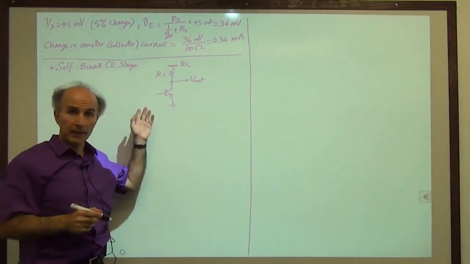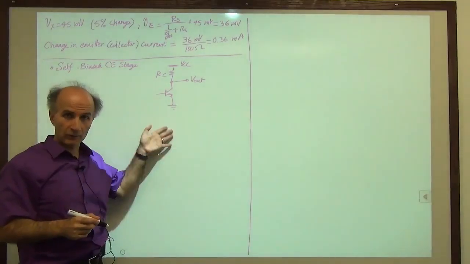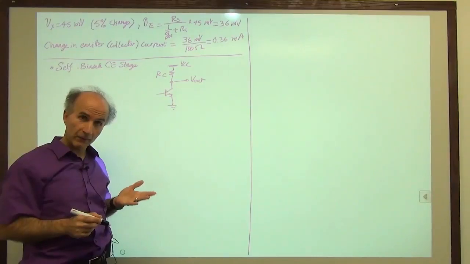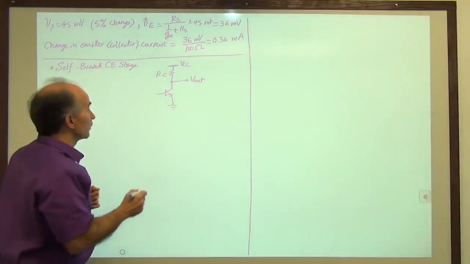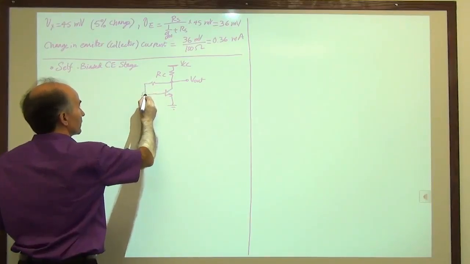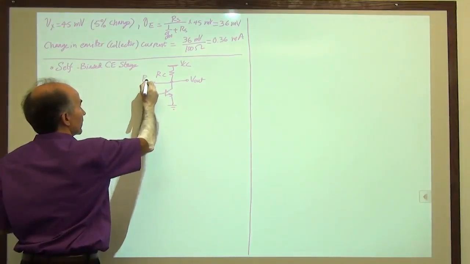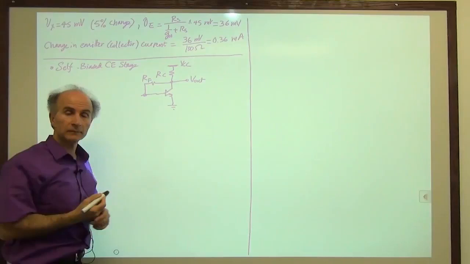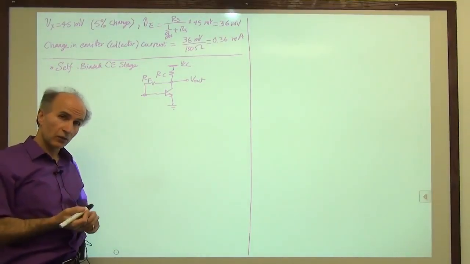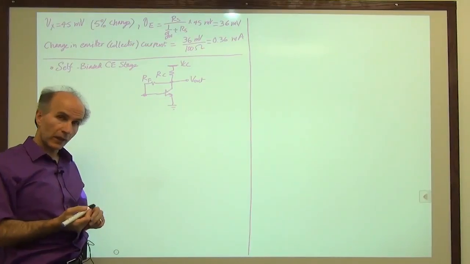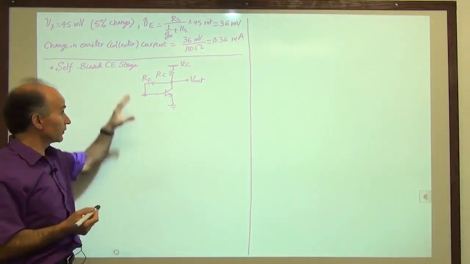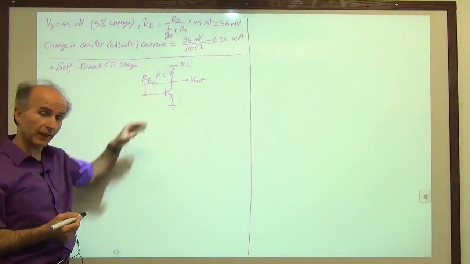And we still need to bias the base, right? The base has to have the right voltage with respect to emitter. So this time, instead of a divider, what we do is we connect a resistor from the collector to the base. I'm going to call that RF. Interesting and strange. Okay, so what exactly happens now that we don't have that voltage divider, but instead we have RF?